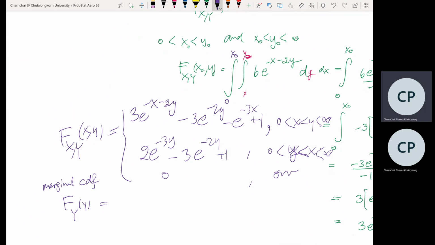How do you find the marginal CDF from the joint CDF?